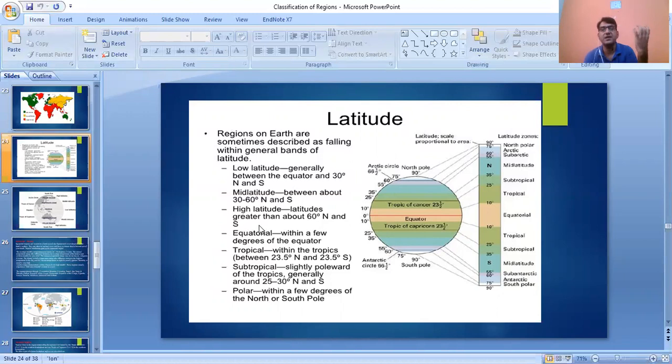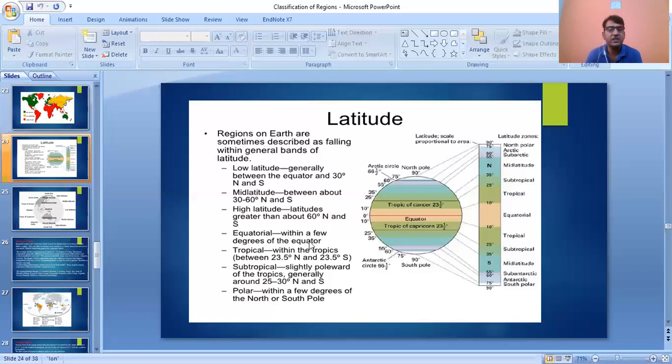Then we have high latitudes. High latitudes are between 60 degrees and the poles, both from north to the south. So these are called the high latitude. There is another classification, in other words, of these latitudinal classifications of the region. Either you can call them the equatorial regions, tropical regions, or subtropical regions, or temperate regions, or the polar regions.